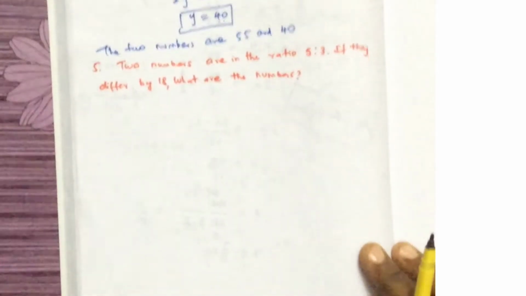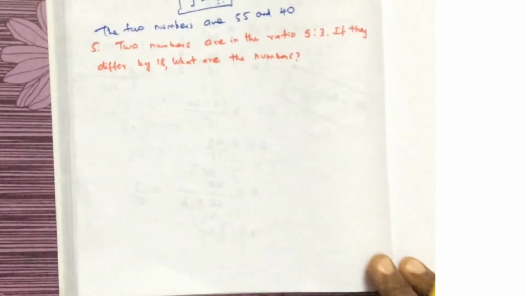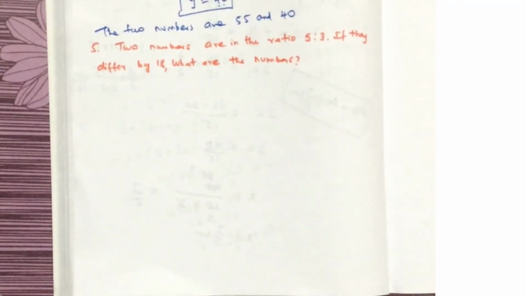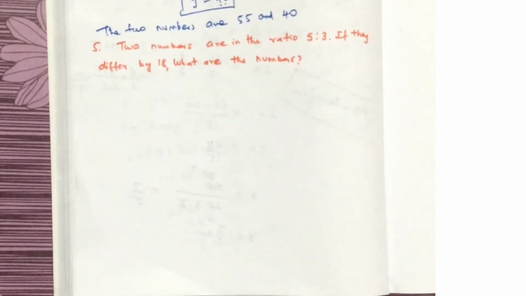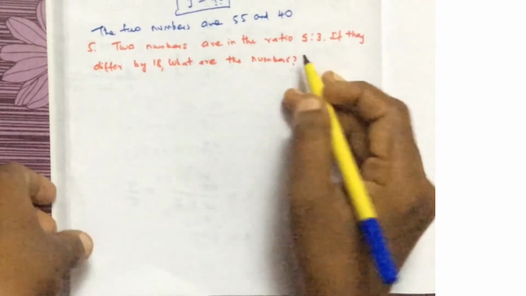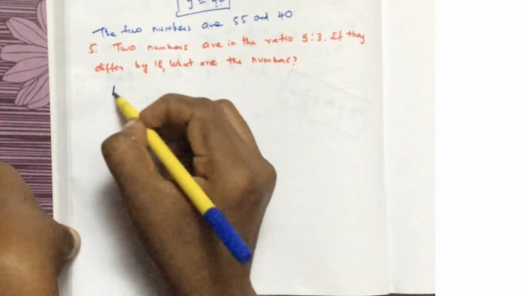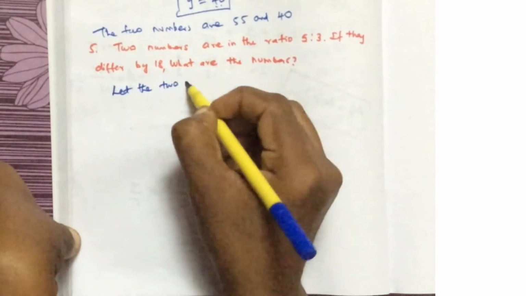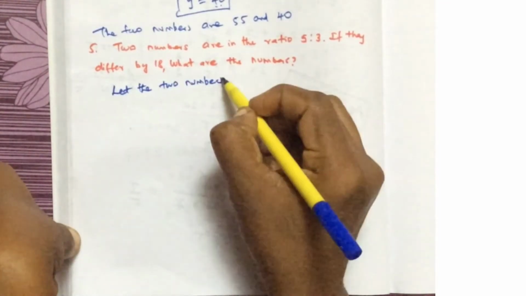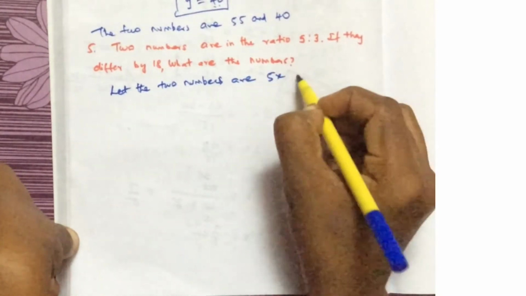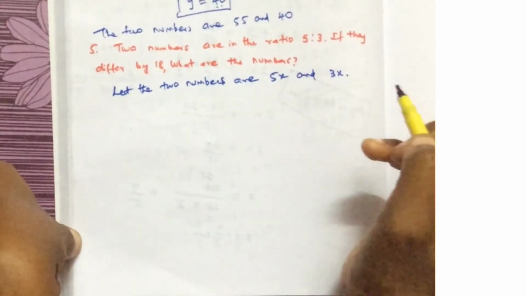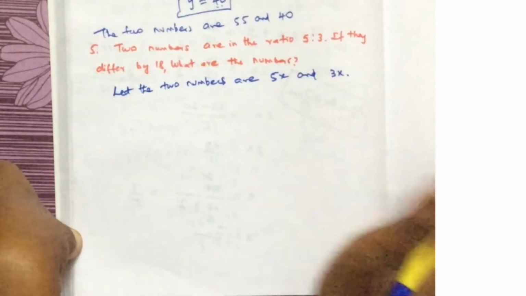two numbers are in the ratio 5:3. If they differ by 18, what are the numbers? We have to find two numbers. The clue here is they are in the ratio 5:3. If you watched the previous videos, we have studied how to convert the ratio into the original number. You have to multiply both by the same number, which I am taking as x. Let the two numbers be 5x and 3x.